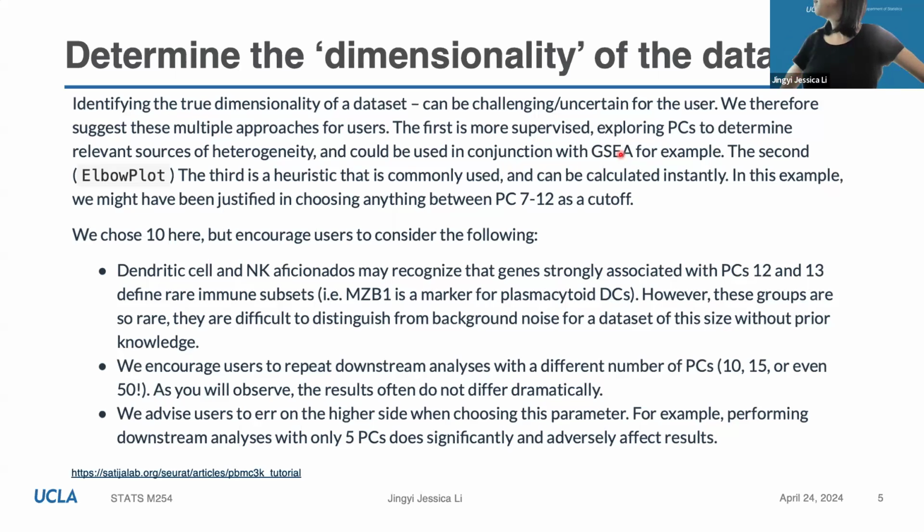Okay, then coming back to this: the first is more supervised, exploring PCs to determine relevant sources of heterogeneity, and could be used in conjunction with GSEA, for example. How do we interpret this sentence? Here we are trying to determine the number of PCs. Don't forget where we are. So how do we use GSEA? I know the authors didn't give details, but now is the time for guessing.